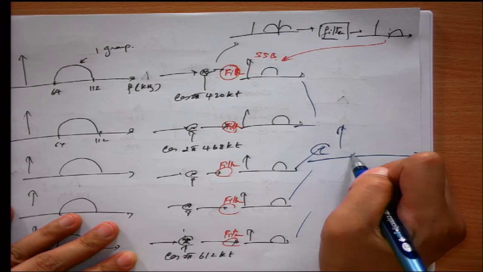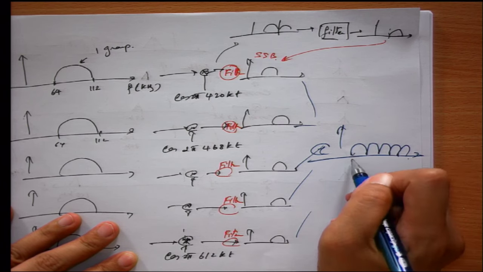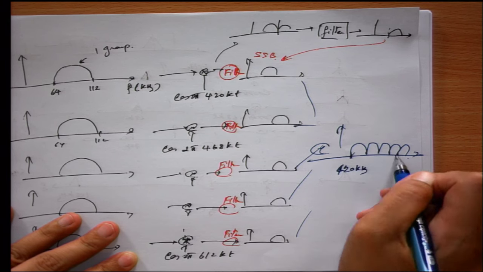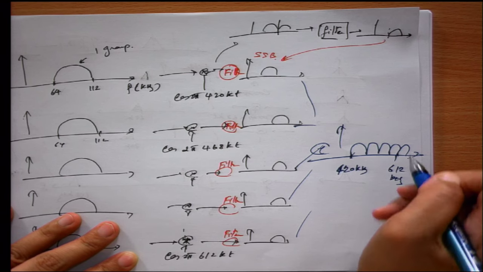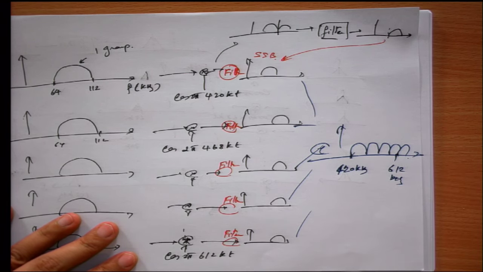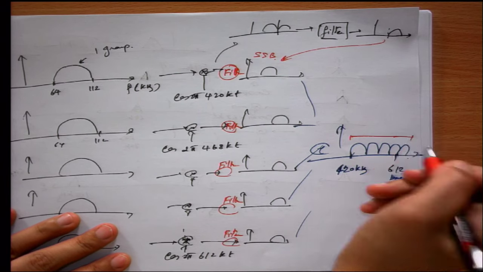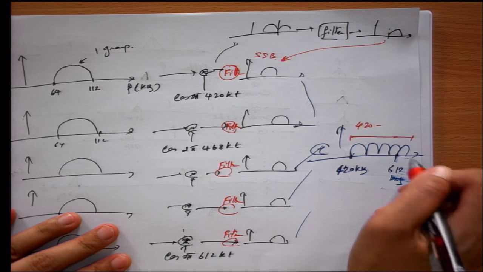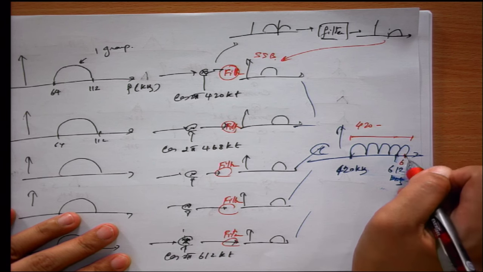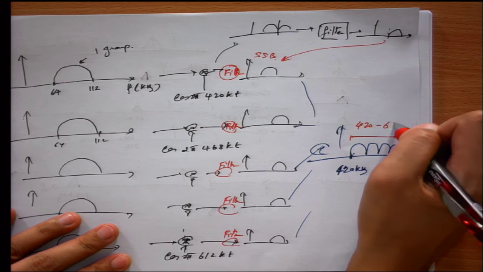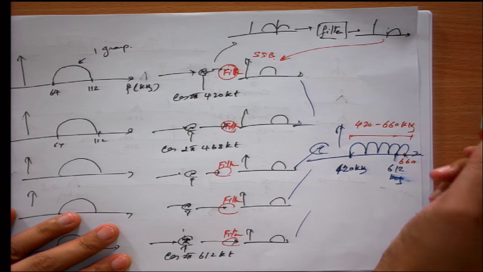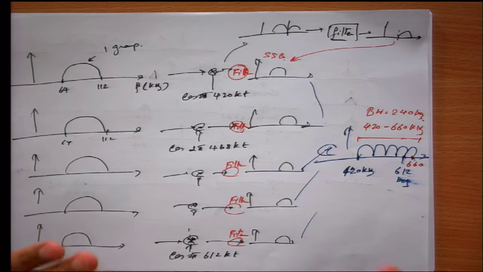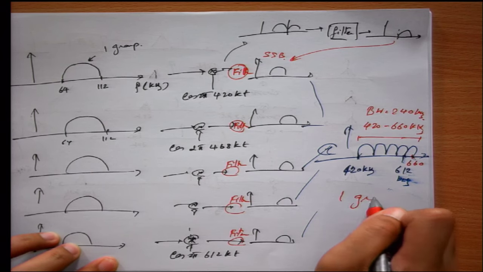And you get, this is 220 kHz. The last one is 612 kHz, the last carrier. So the total would be from 420 to, this is plus 48, right? Plus 48 is 660. So the bandwidth would be 240 kHz. Okay? So this is one group.